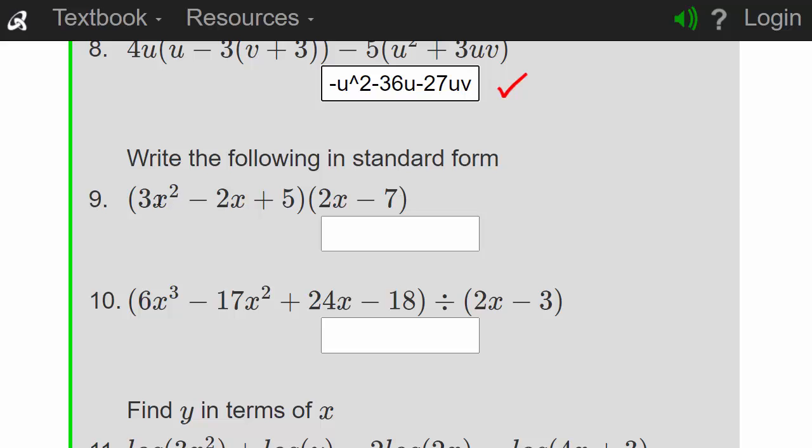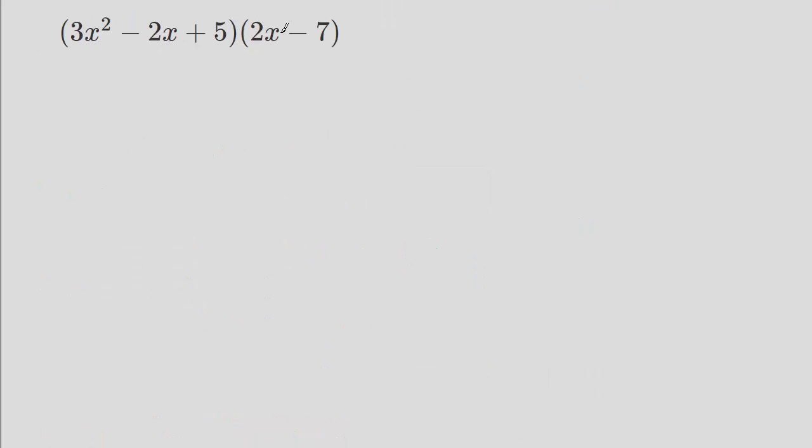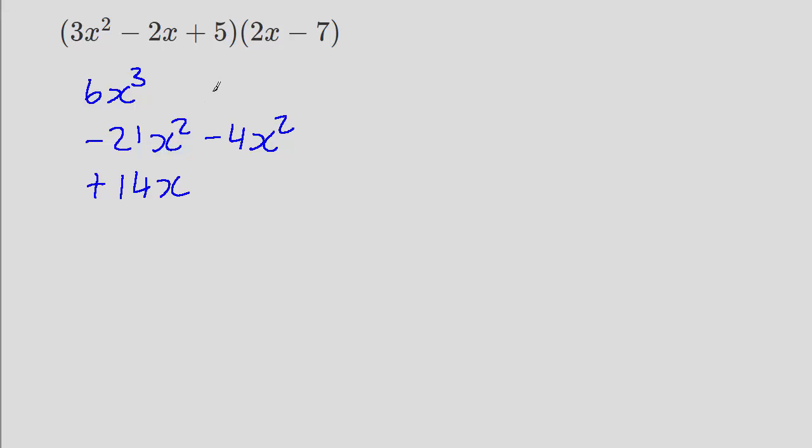So the first thing we need to do is multiply these two terms together. So we're going to take 3x squared times 2x, so that's going to give us 6x cubed. Then we're going to get 3x squared times minus 7, so that'll be minus 21x squared. Then we're going to get minus 2x times 2x, so that's going to be minus 4x squared. Then we're going to get minus 2x times minus 7, so that's going to be plus 14x. Then we're going to get 5 times 2x, so that's going to be plus 10x. And then we're going to get 5 times minus 7, which is minus 35.